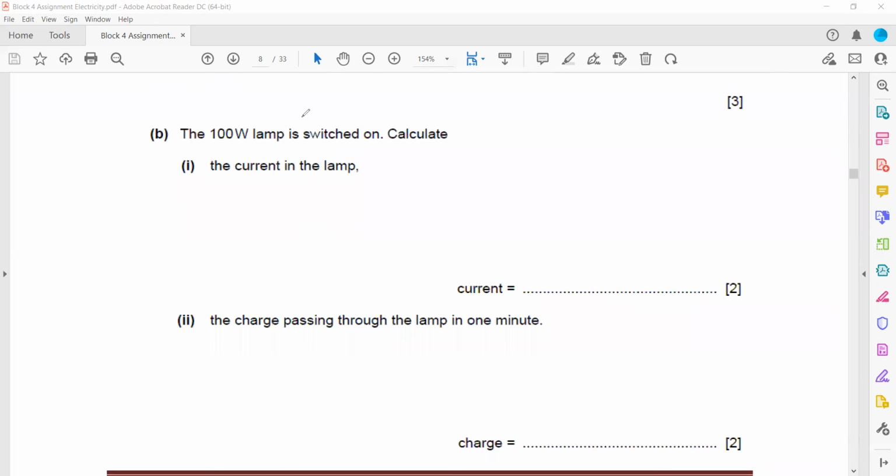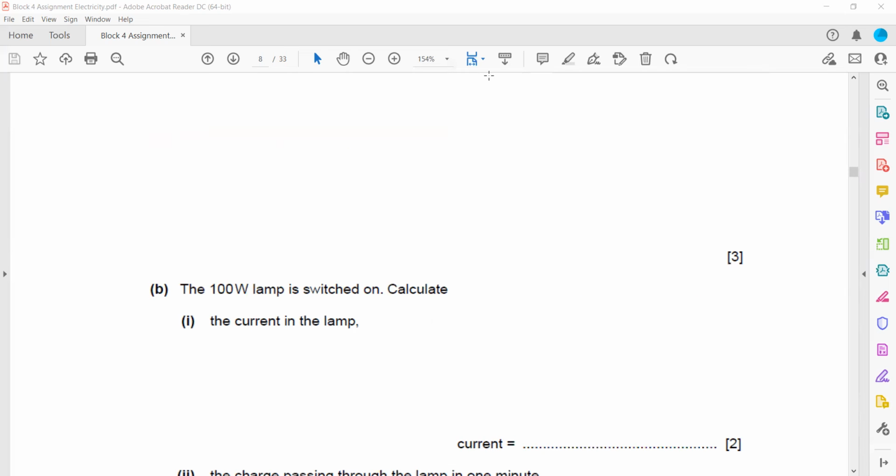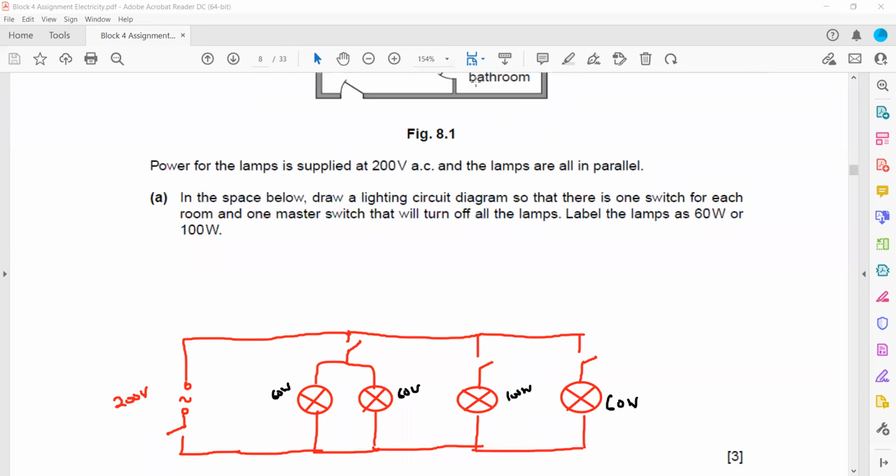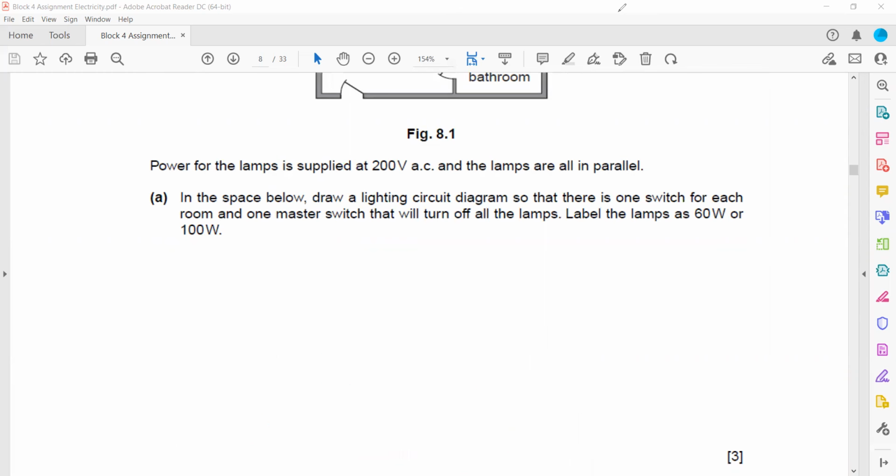Then a 100-watt lamp is switched on, calculate the current. So how to get the current? Because as we know, they are all parallel. So if they are all parallel, they will receive the same voltage. So if this is 200 volts, what will be the voltage across each lamp? This will be 200, 200, 200, and also 200. So each lamp will receive 200 volts.